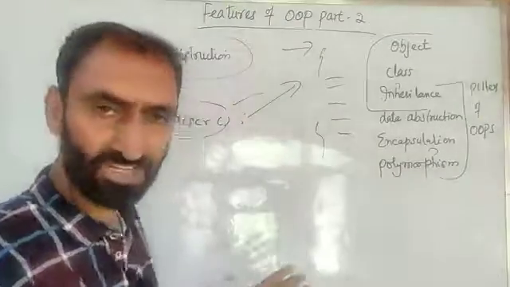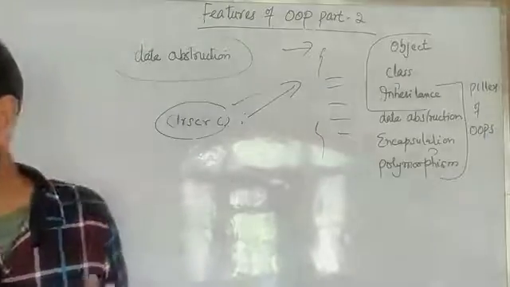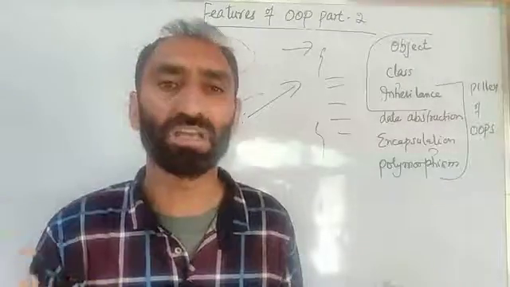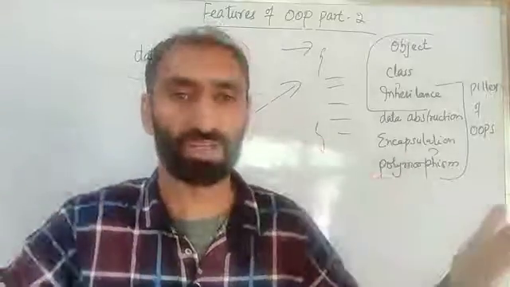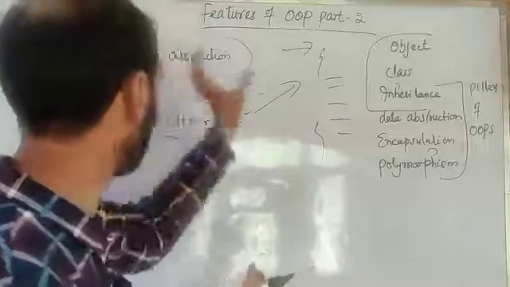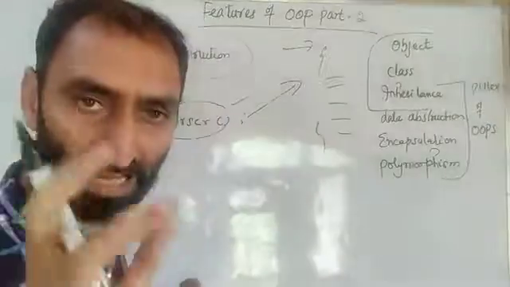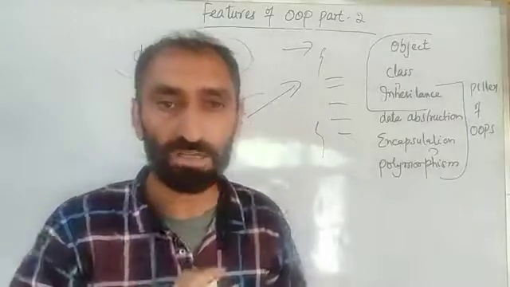So data abstraction is the process of hiding the implementation details from the user and only showing the relevant details to the user. The rest of the details are hidden, and that is called data abstraction, or data hiding, which is one of the most important features of the object-oriented programming methodology.